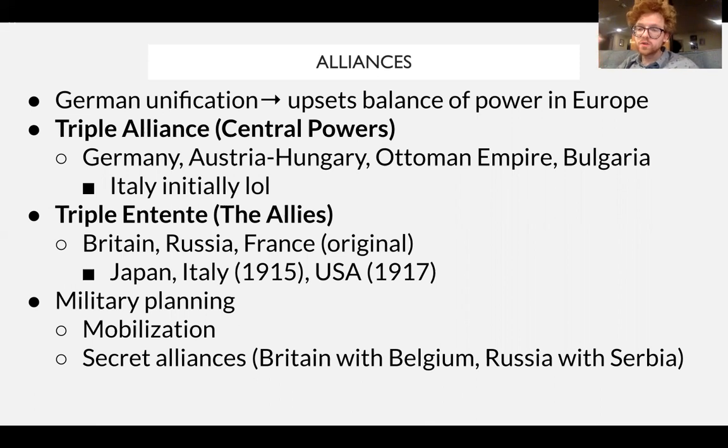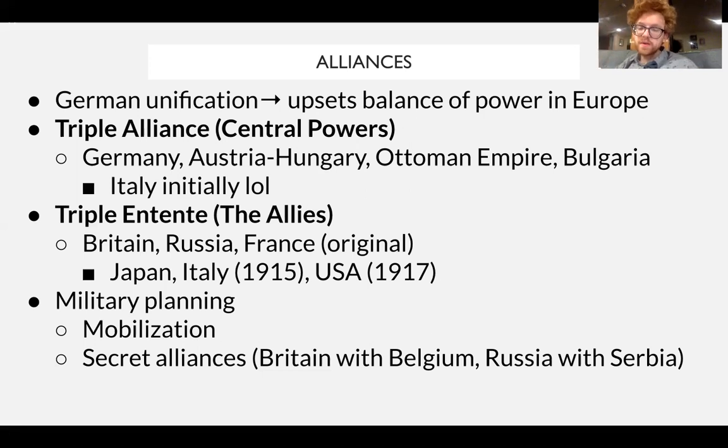What if Germany becomes more powerful than us? We have to restrict Germany. And then the Germans are thinking, hey, don't we deserve to be the most powerful country in Europe? We need allies to protect ourselves.